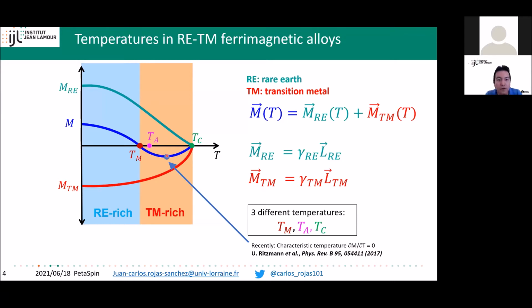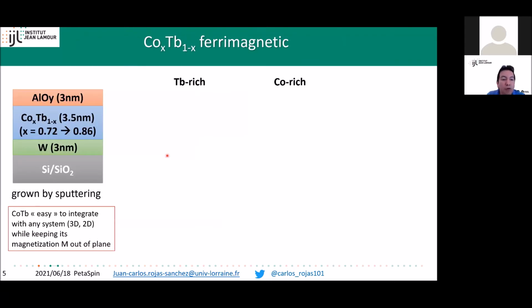Now I move to our system. We grow by sputtering 3 nanometers of tungsten and then 3.5 nanometers of cobalt terbium with different compositions, and we cap this with 3 nanometers of aluminum, which is naturally oxidized. The advantage of this cobalt terbium, which has a strong perpendicular anisotropy, is that it's easy to integrate on any system, three-dimensional, bidimensional, while keeping its magnetization perpendicular to the plane.